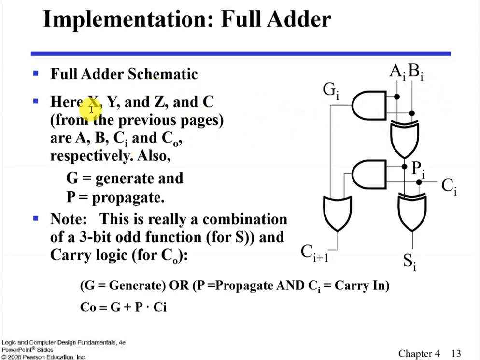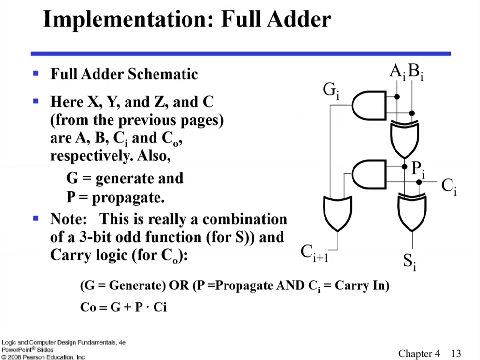But here we denote them differently. Instead of x, we have a. Instead of y, we have b, and instead of z, we have c index i. And then we also have the c out. In addition, we said that the carry can be represented by 2 terms.